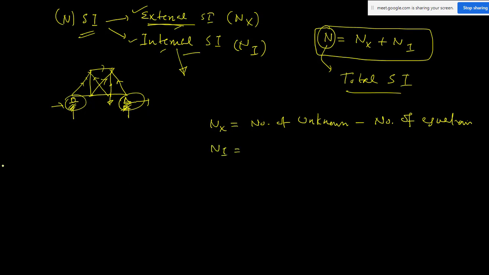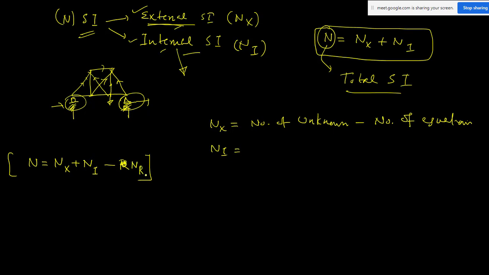Okay, I will give the equation for total static indeterminacy. I will just give the equation first. The total static indeterminacy, I will use this equation: nx plus ni minus nr. I will explain it.